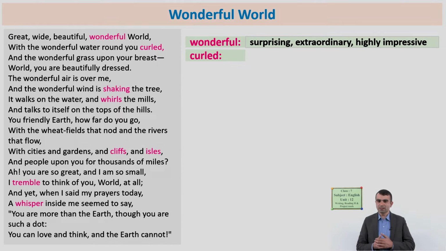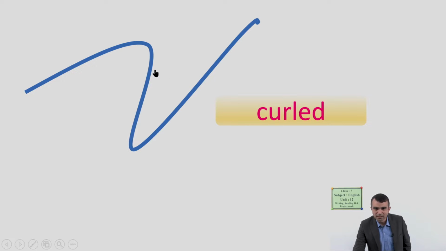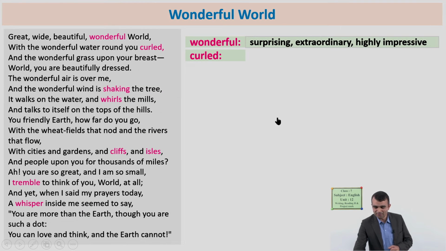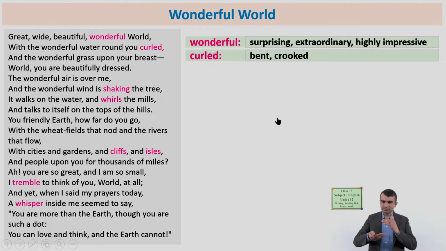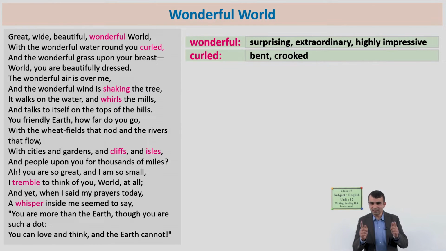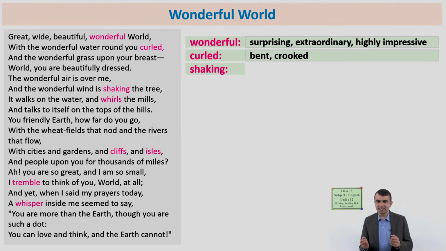Curled. What does curled mean? See here, the line is curled in 2 places. Here it is curled and here it is curled. What does curled mean? Yes, it means bent, crooked, twisted, isn't it? Good.